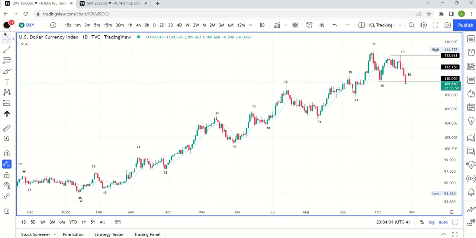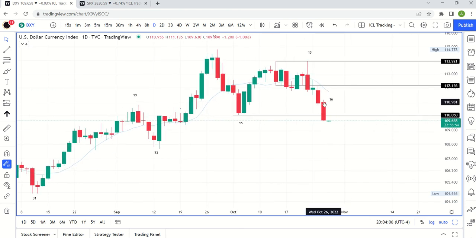Wednesday was day 16. I'll take the crosshairs off. So Wednesday was day 16. So you've had 3 days of lower lows after this big bearish outside candle. We talked about that on the previous video.